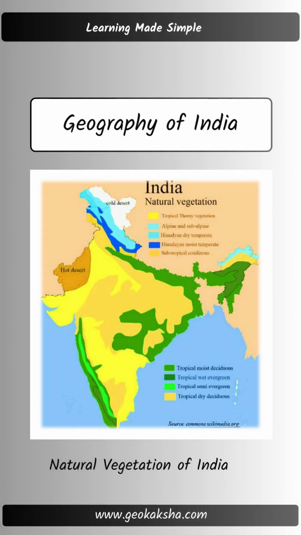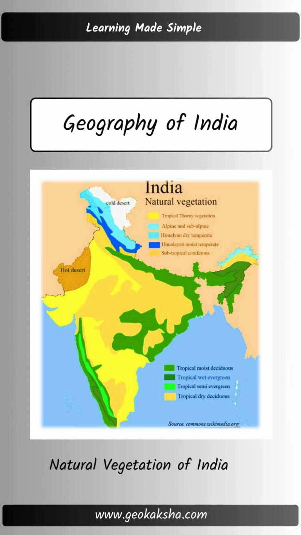India, a land of incredible diversity, is home to some of the most varied natural vegetation in the world. From the tropical rainforests in the south to the vast deserts in the west, the country's unique ecosystems reflect its equally diverse climate and geography.